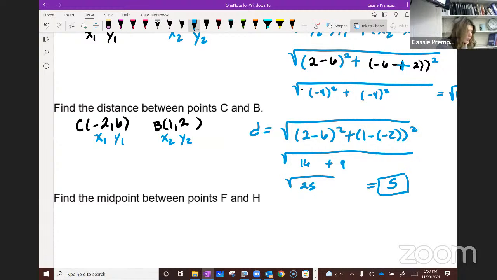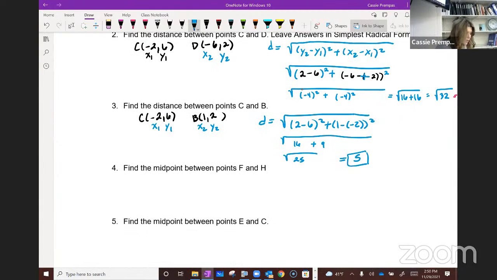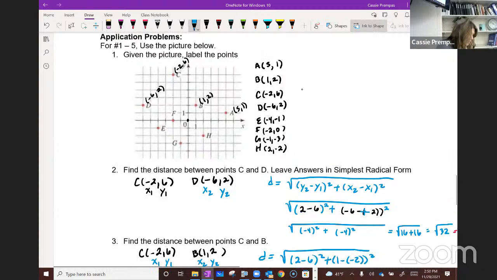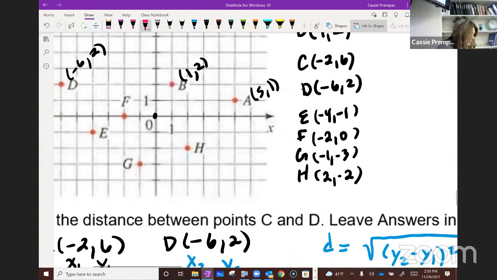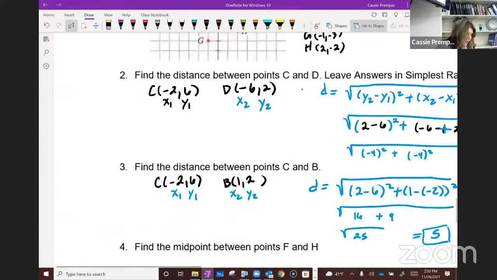All right, the next formula we learned was the midpoint. So let's make sure we know how to use that. Find the midpoint between points F and H. If you really are a visual person, you could just look at what's the middle between the x's, between points F and H. And I drew that in the wrong spot because H is actually right there. And what's the middle between the y's, between points F and H? But since we use the formula, I'm going to go ahead and show how we would use that formula.